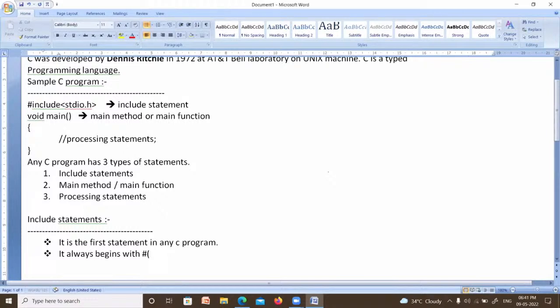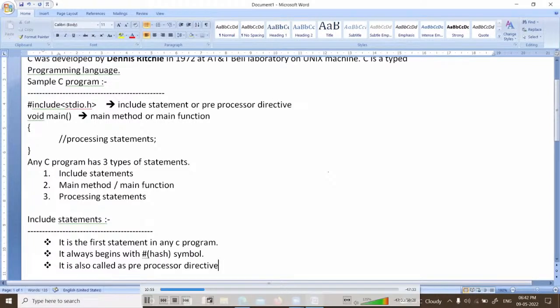It is also called preprocessor statements or preprocessor directive statements. What is the meaning of preprocessor? What is the meaning of directive? Why is it called a preprocessor directive? We have to remember that.